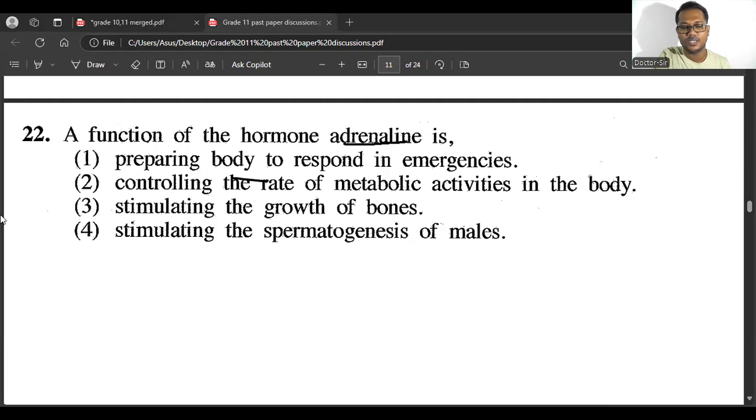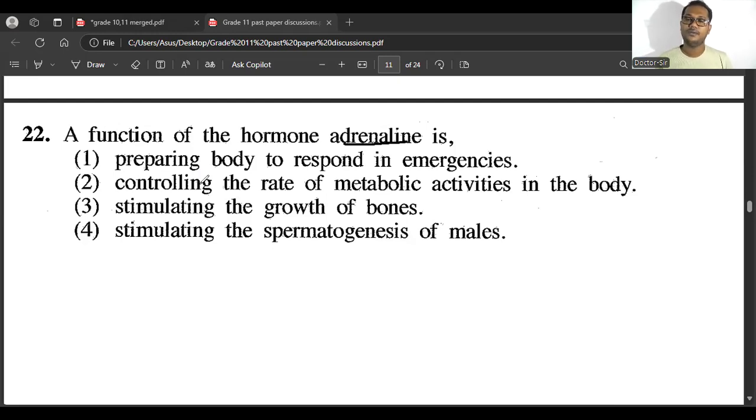What type of emergencies? If we have any threat, if we have any life-threatening conditions. At that time the adrenaline hormone will be secreted more and more. It will prepare our body to respond to the emergency condition. Then we also artificially use this adrenaline in hospital practice.